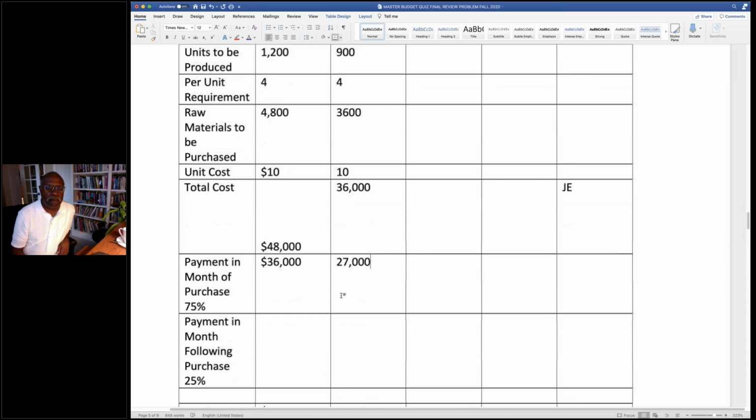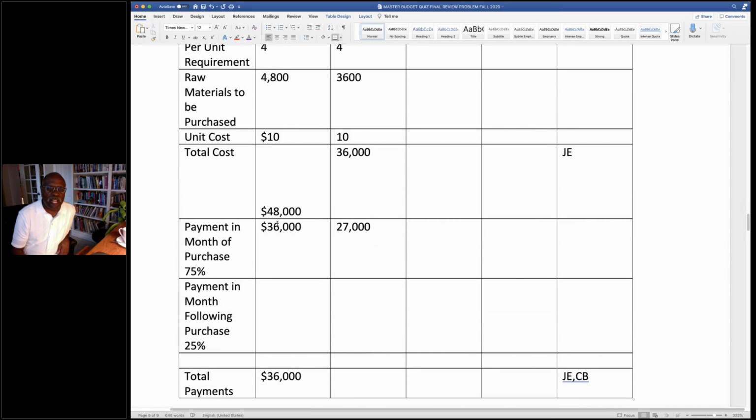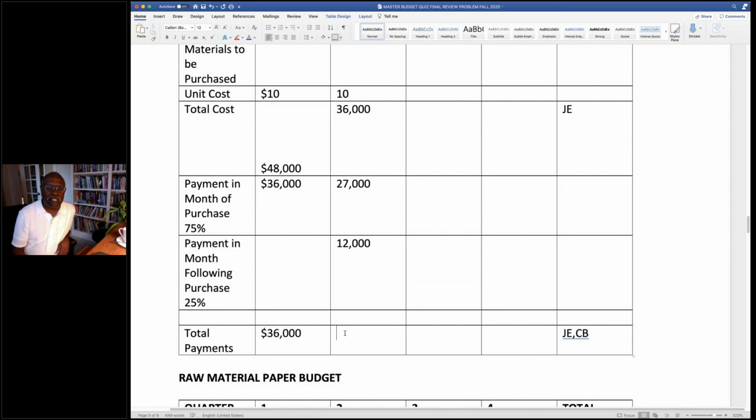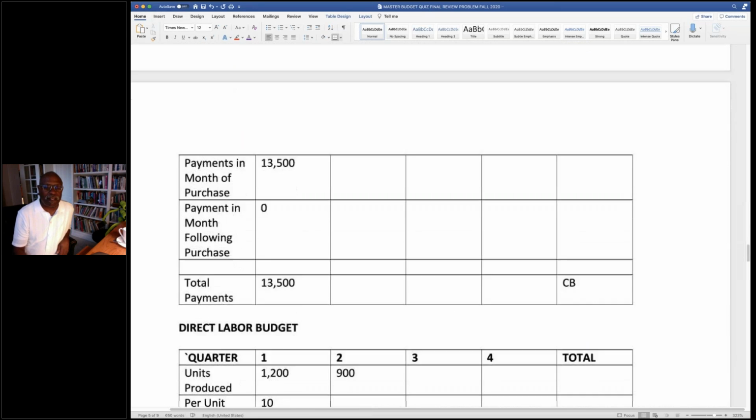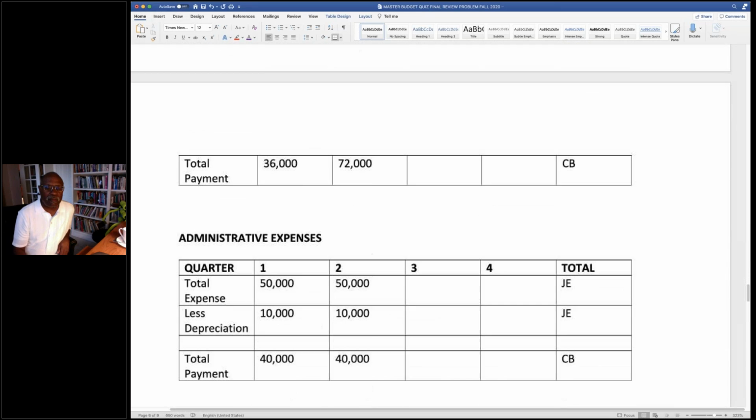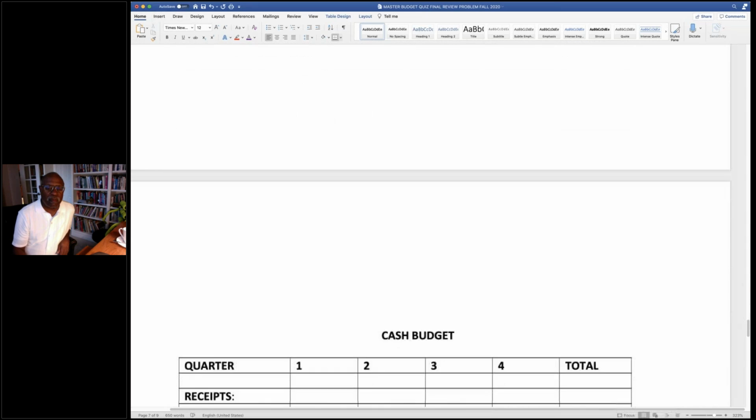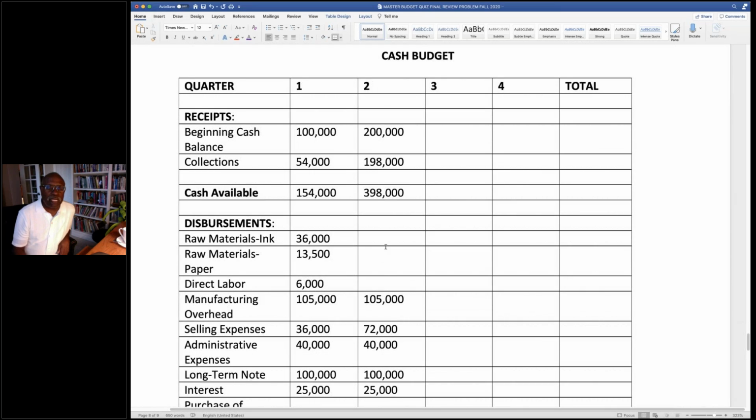But then we gotta pick up what? That 25% that we hadn't paid over here. That's gonna be 25% of 48,000, and that's gonna be 12,000. We add those 2 together. How much are we paying in the second quarter? 39,000. Is that what you said, Kashan? Yes, sir. Okay. So now we got the ink in.